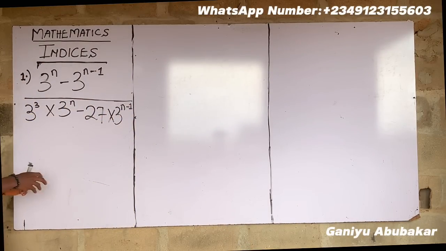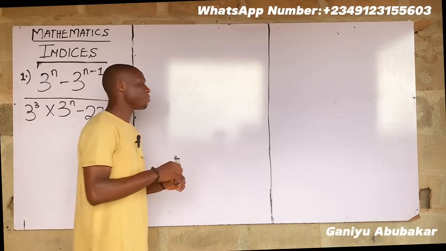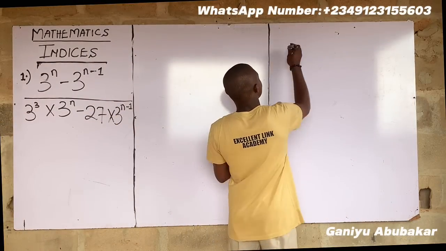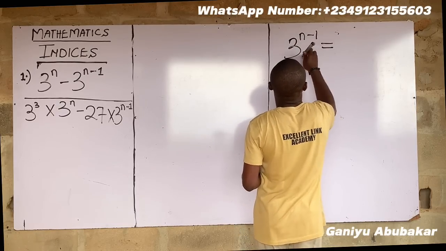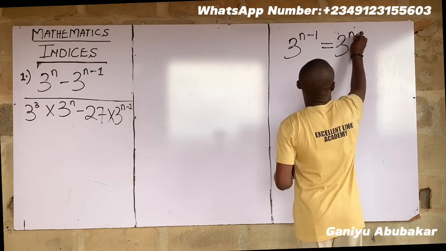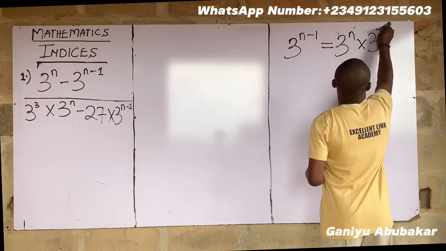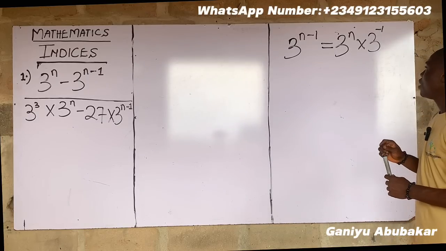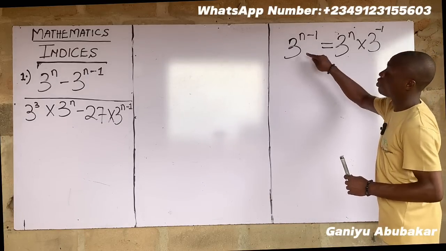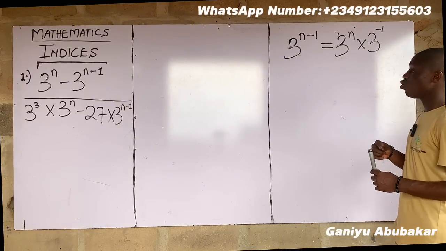So before I proceed, let me explain something, please. If I have 3 raised to power n minus 1, I can break this down as saying 3 raised to power n times 3 raised to power minus 1. True or false? True. Look up, please. I can use this to get back to this. How? Of course, look up.